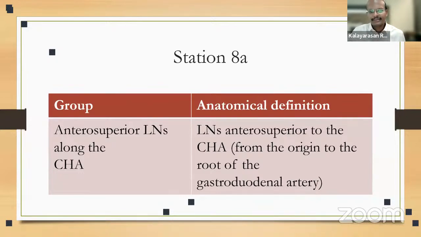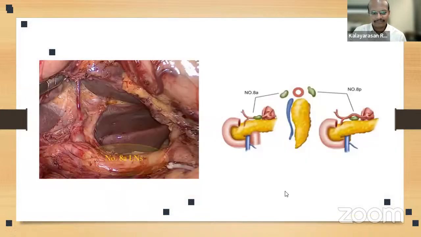Next is station 8A. So you start from the station 12A, and then you continue along the anterior aspect of the hepatic artery. The point to remember is we need to clear only the anterior aspect as part of the standard lymphadenectomy. You don't have to loop the hepatic artery and go to the posterior, that is the 8P nodes. That's not recommended as part of standard lymphadenectomy. However, if you have a significant node there, then we clear them. But if you don't, that's not a part of the standard D2 lymphadenectomy.